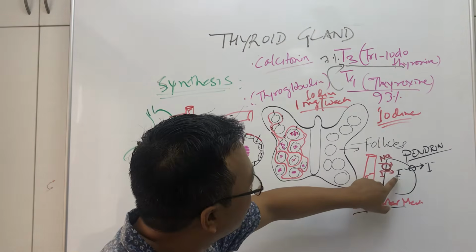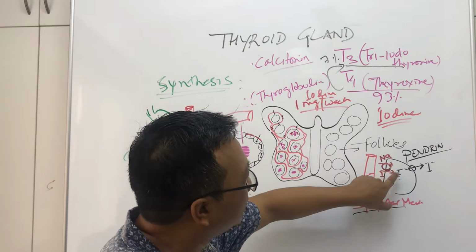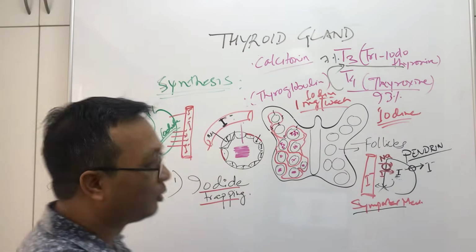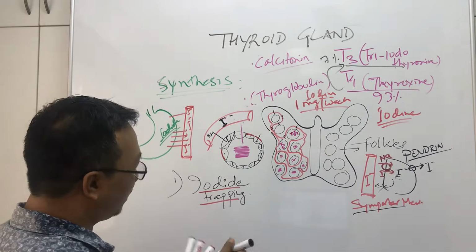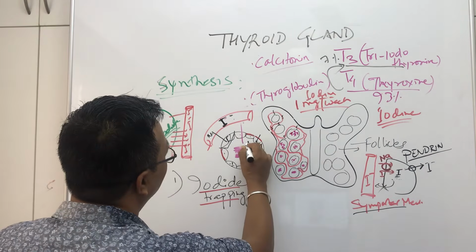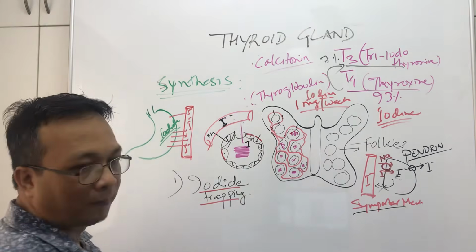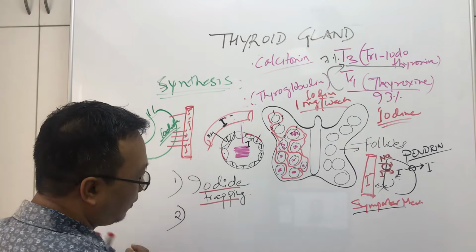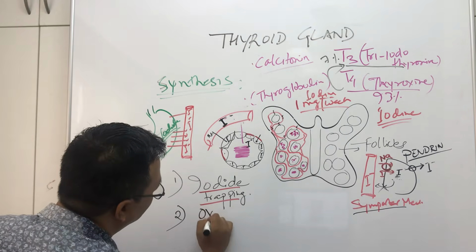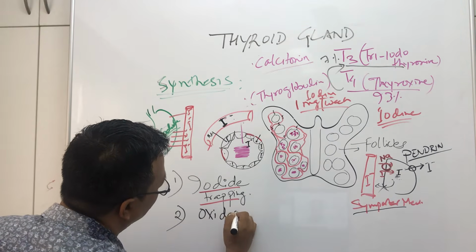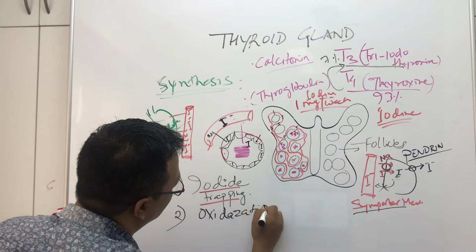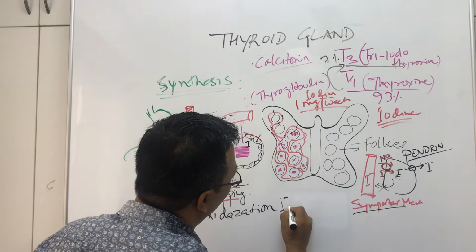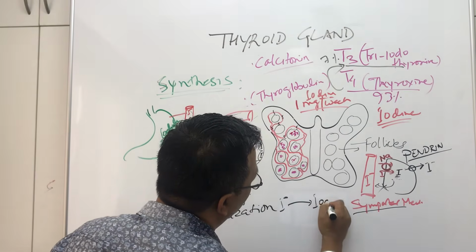So iodide is transported with the sodium iodide symporter mechanism, and then it is thrown by pendrin, which is a transporter molecule. Now finally the iodide is here. That is I. The next step is oxidization. In oxidization, this iodide will be converted to iodine.